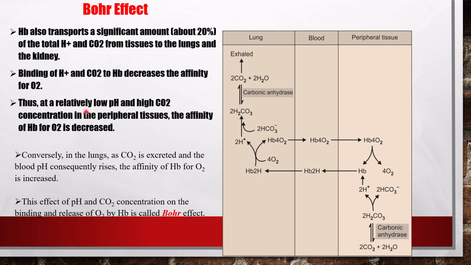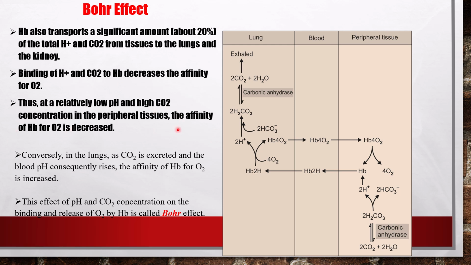So that's at relatively low pH and high CO2. We can understand, again I'm reading: low pH means the H+ ion concentration is high, a highly acidic pH, and with a high concentration of CO2 in the peripheral sites, the affinity of hemoglobin for oxygen is decreased. This effect is known as the Bohr effect.